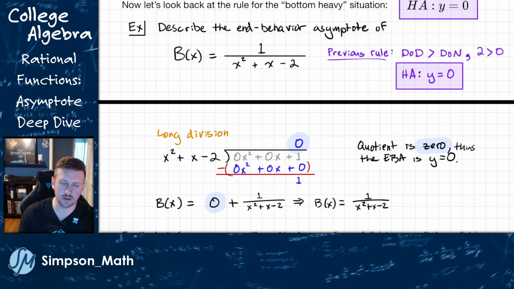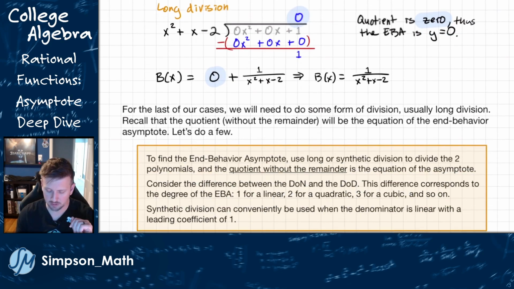So that's why moving forward, if we see equal powers, just do the ratio. If you have bottom heavy, just do y equals 0. But now we can see the why behind it. And if for some reason your brain breaks and you don't remember those rules, just do the long division and it should remind you.